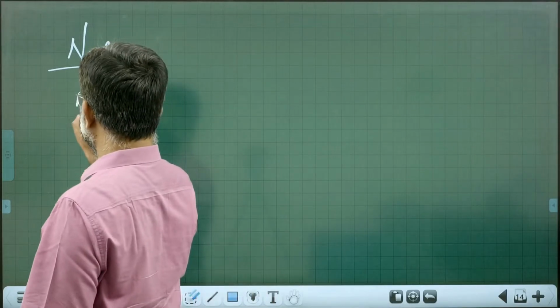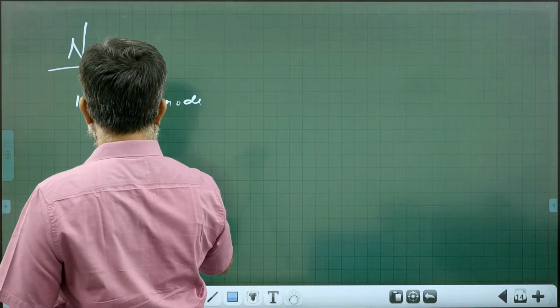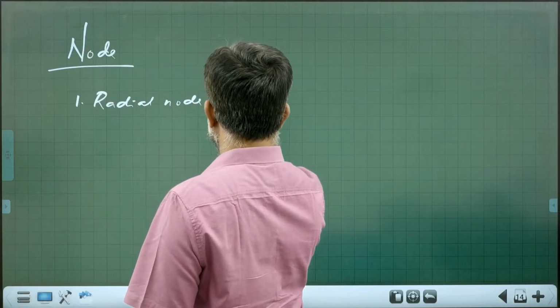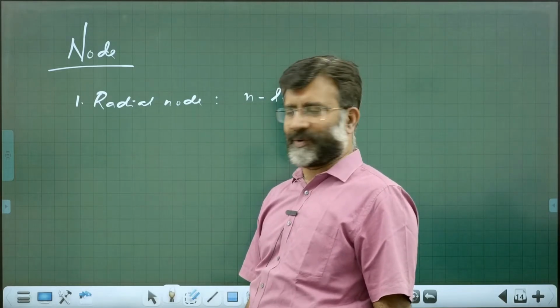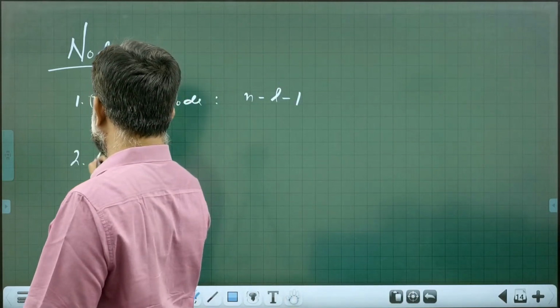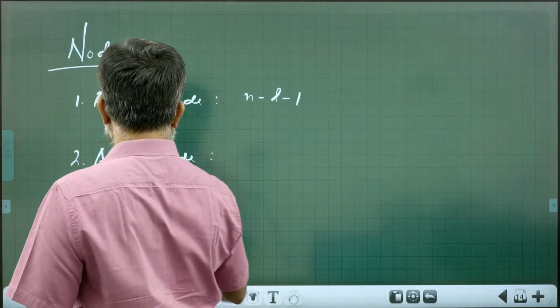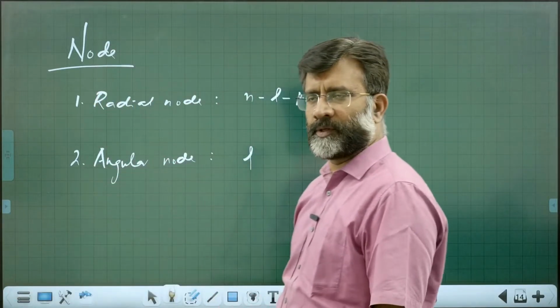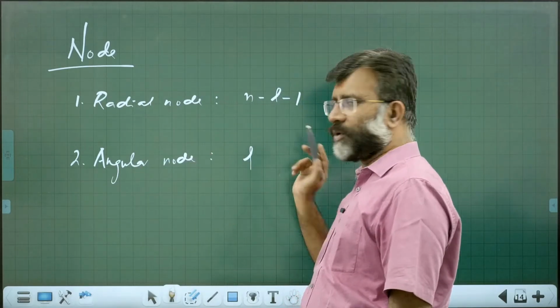There are 2 types of nodes. Radial node, that is spherical node. N minus L minus 1 is the formula for finding the radial node. Then, the second one, angular node, that is the L value. So radial node is equal to N minus L minus 1. Angular node is equal to L value.